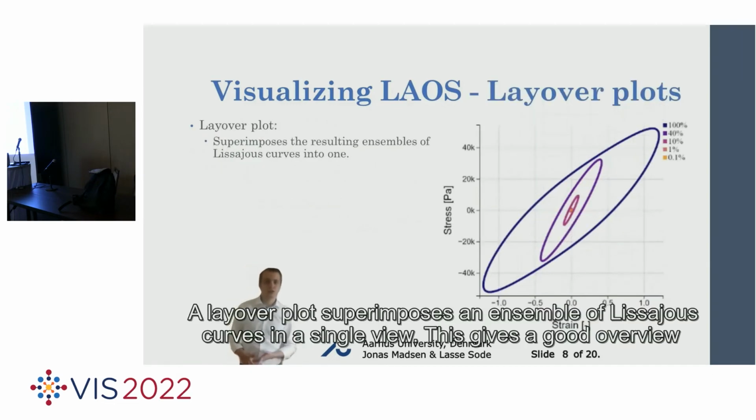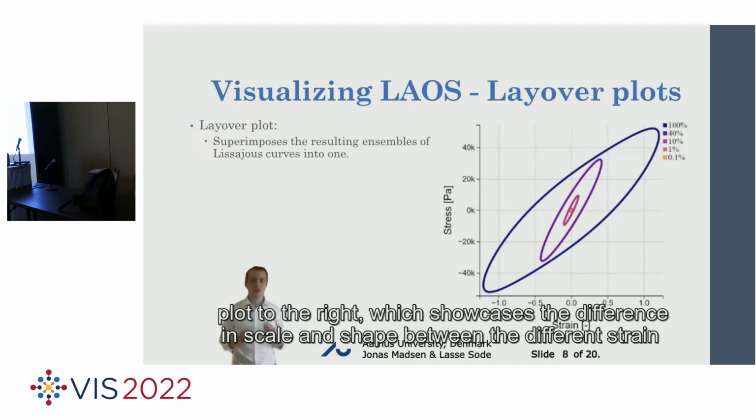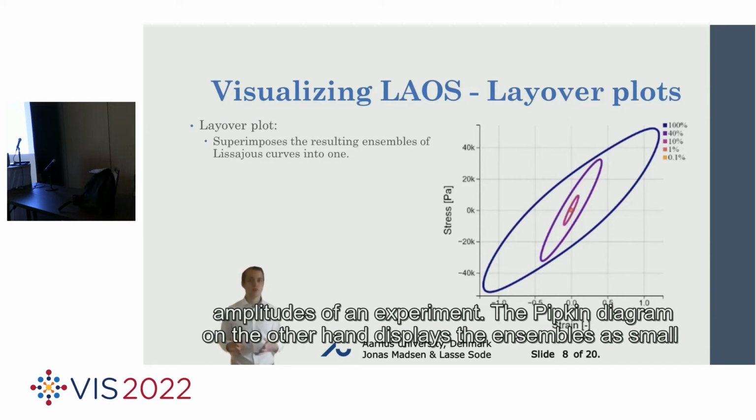A layover plot superimposes an ensemble of Lissajous curves in a single view. This gives a good overview of scale and changes in response as stress is increased. This can also be seen in the layover plot to the right, which showcases the difference in scale and shape between the different strain amplitudes of an experiment.